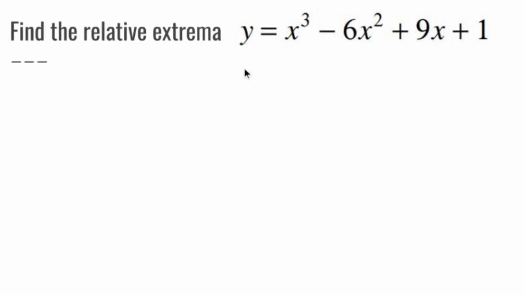The derivative, y prime, is going to be: drop that 3 down, make the cubed a squared, minus 6x, drop down the minus, 2 times 6 is 12, x squared becomes x, and then 9x becomes 9. Excuse me. All right, so critical points. Set that guy equal to 0.